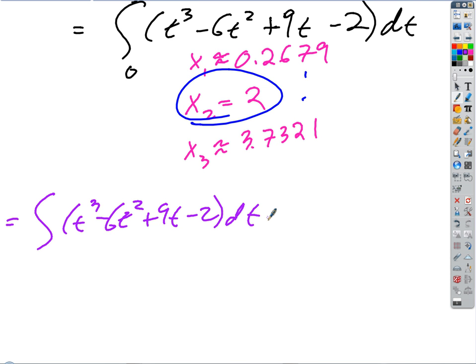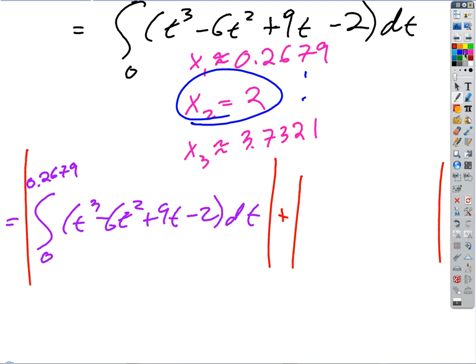From where? If I'm adding, I don't want to add up net area. 0.2679. There's the first 0, okay? And I have to do the absolute value of that, right? Yeah, because I've got to add that up as a positive contribution. Plus the absolute value of what?